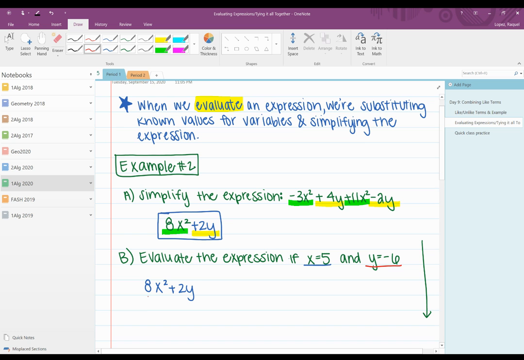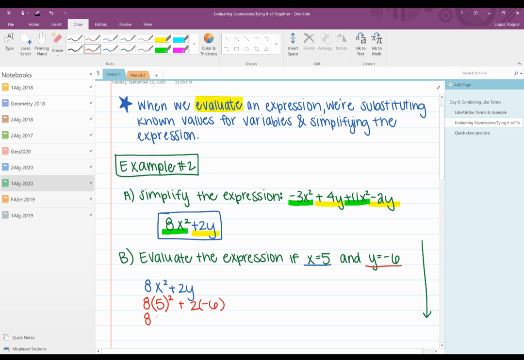So let's see. I see 8, and instead of writing x, they told me that x is equal to 5. So I'm going to write 5 in place of x squared plus 2, and instead of writing y, I'm going to replace that with the value of negative 6. I'm literally just substituting those values in. And then I want to follow order of operations to simplify all of this.